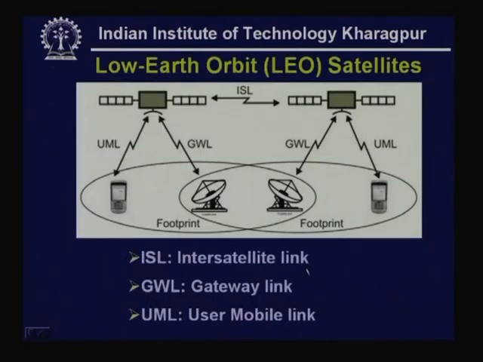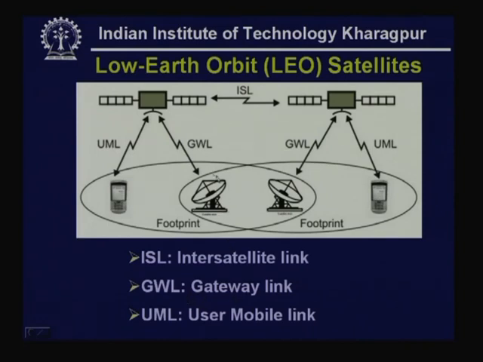Let us first consider how they communicate. In case of low Earth orbit, there are three possible types of transmission. First one is communication or transmission between two satellites, which is known as inter-satellite link. As you can see, two satellites can communicate with each other. So, data transfer can be done from one satellite to another satellite. Second type of transmission is gateway link.